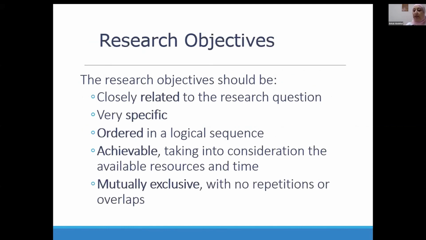They should be very specific, and they should be ordered in logical manner and sequence. They should be achievable, taking into consideration all the available resources and time that you have. And they should be really mutually exclusive, so do not repeat or overlap your objectives.